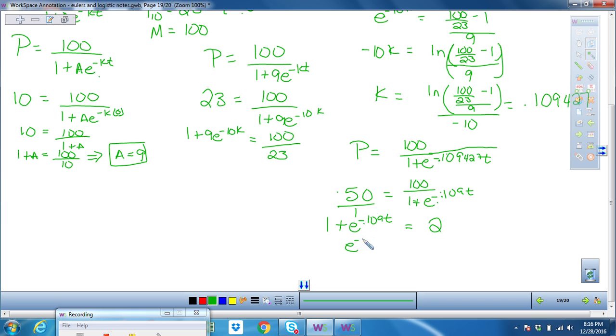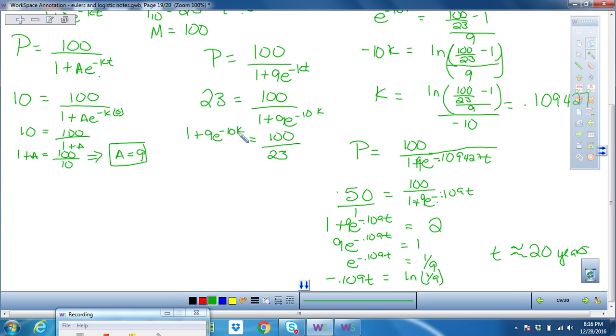So e to the negative, wait a minute, did I lose my A? I lost my A. There should be a 9 there. Sorry. So 9e to the negative 0.109t is equal to 1, subtracting 1 from both sides, dividing by 9, and I get e to the negative 0.109t is equal to 1/9. Taking the natural log of both sides, I get negative 0.109t is equal to the natural log of 1/9. And then solving for t, I got t was approximately 20 years.